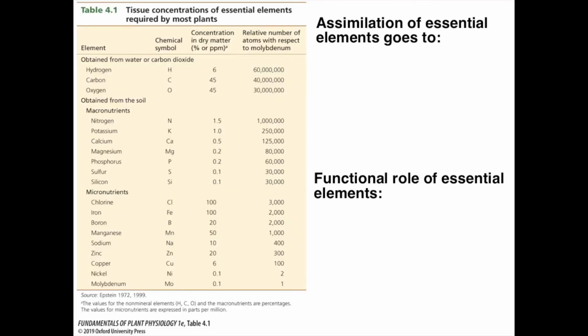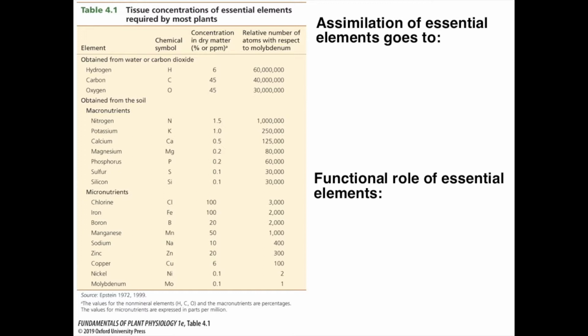Here is a long list of essential elements required by most plants. It gives a nice distinction of where some of them come from. For example, hydrogen, carbon, and oxygen, of course, that is going to come from a lot of water and carbon dioxide that gets absorbed by the plant. So you can see in this column with concentration in dry matter that these values are really high.